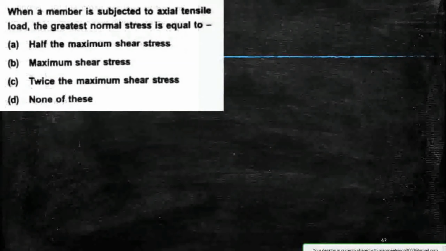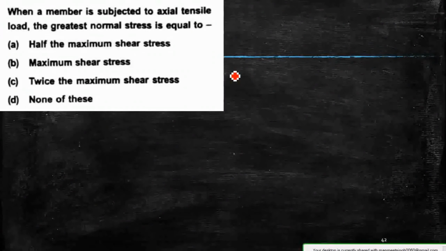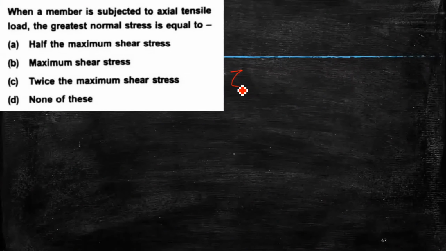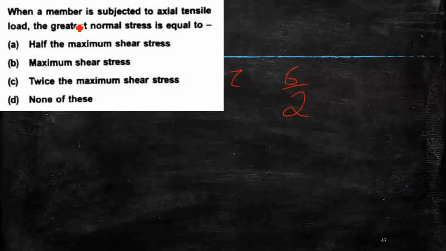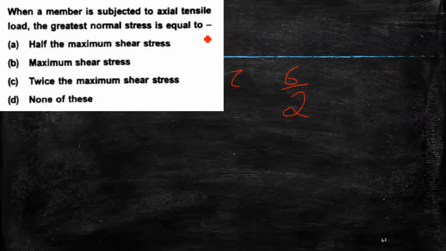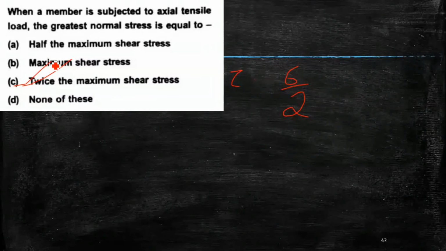Moving to the next question, we have, when a member is subjected to an axial tension load, the greatest normal stress is equal to, we know, maximum shear stress is equal to half the yield stress. So when a member is subjected to the axial tension load, the greatest normal stress is equal to twice the maximum shear stress. Option C will be the correct option.